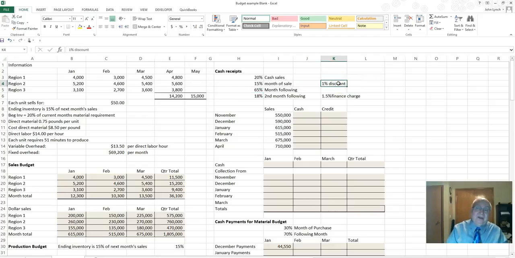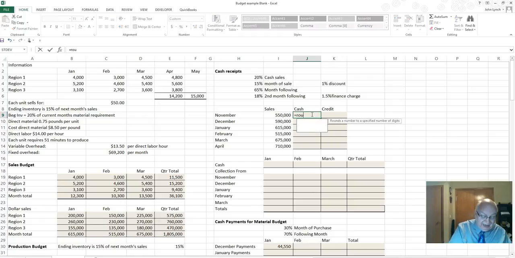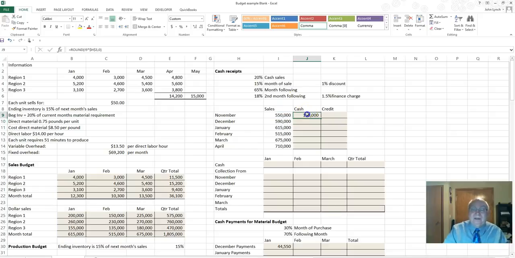If it's in the month of the sale, they get a 1% discount and the 1.5% finance charge the second month. So the first thing we need to do is find out how much cash did each of these sales represent. So we have to get 550 times 20%. Make sure you have the thousands. And it's 110,000.